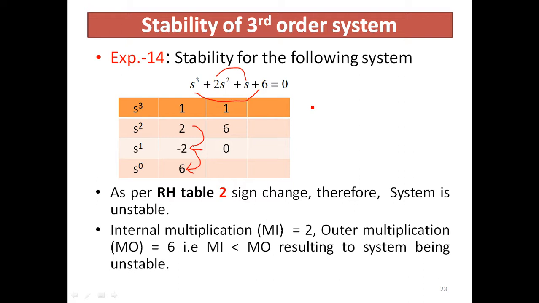But this coefficients multiplication method is restricted to third order systems only. So the system should be a third order system. If you have a third order system, then this method is applicable, otherwise not. Because in a third order system you have 4 coefficients, inside coefficients are 2 and outside coefficients are 2. Symmetry is there, and this is actually a derived method.